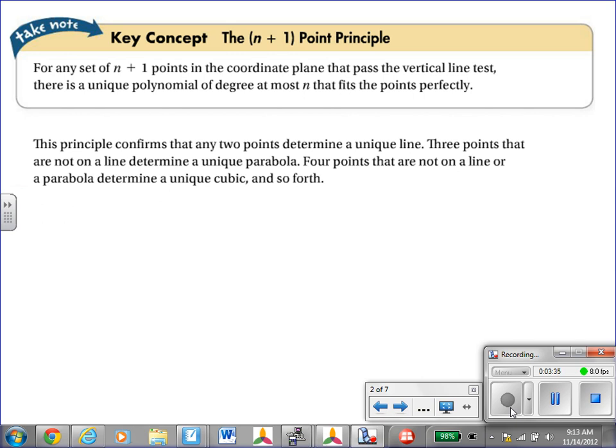It says this principle confirms that any 2 points determine a unique line. So if you have 2 points, you have a unique line that goes through the 2, which means there's one line that goes through 2 points. 3 points that are not on a line determine a unique parabola. Okay? You guys know what a parabola is. 4 points that are not on a line or a parabola determine a unique cubic, and then so on and so forth. So if we went one more, then it would be quartic. You got it? All right. So that's what this is talking about.